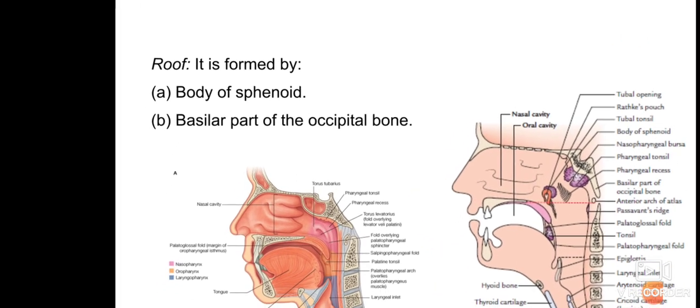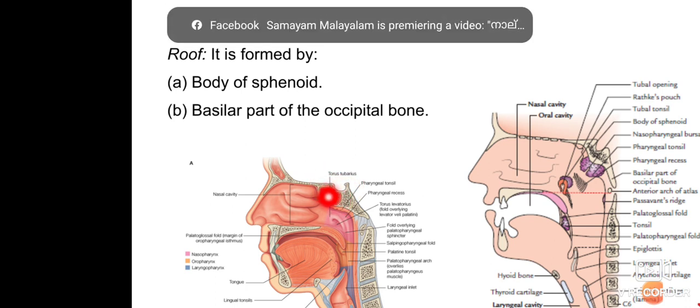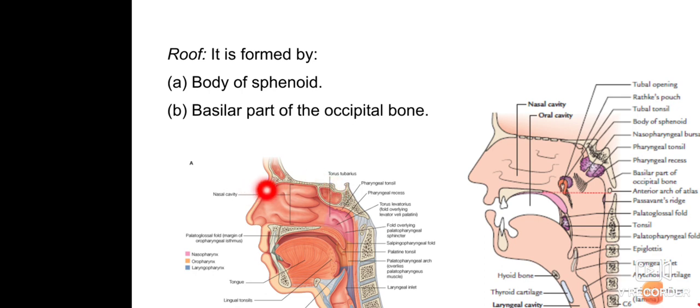While seeing the roof of the nasopharynx, you can see the body of the sphenoid. The body of the sphenoid is a skull bone. Then the basilar part of the occipital bone. This is the hard palate. This is the body of the sphenoid, which has a cavity inside. That's the sphenoidal air sinus. And the continuation of this forms a sloped area, and this is the basilar part of the occipital bone.